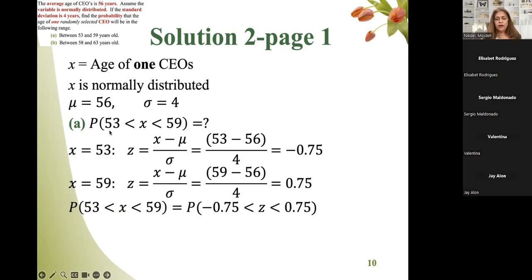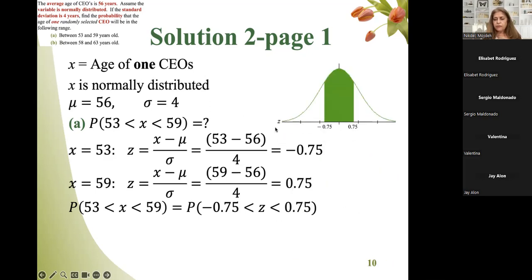So probability of X between 53 and 59 is equal to probability of Z between, again, I write P for probability, I open parentheses, I put Z in the middle, I put two less than signs around Z, the tail is toward the left side. I put the smaller number on the left, larger number on the right. How do you find the probability of Z between negative 0.75 and positive 0.75? What does that mean? You are finding the area under the Z curve between these two numbers.